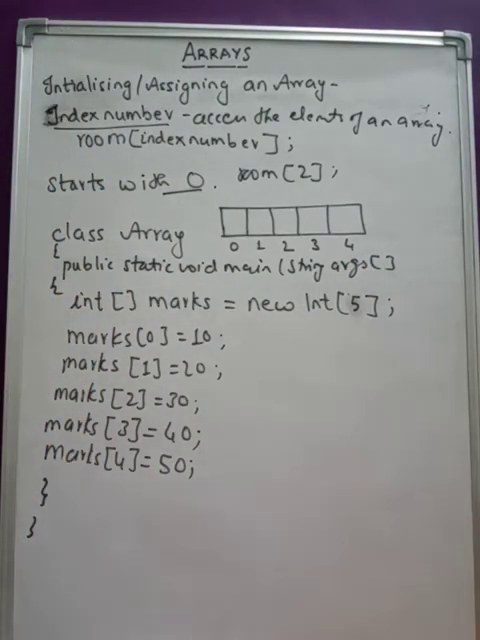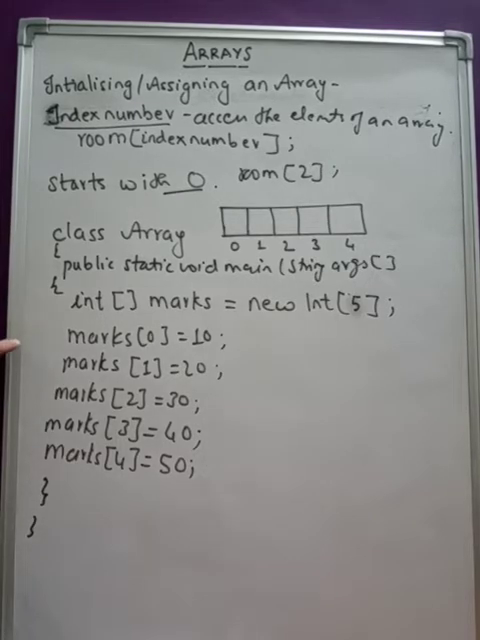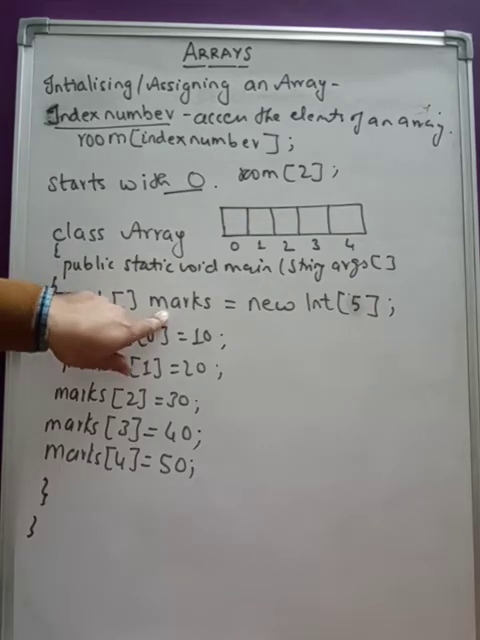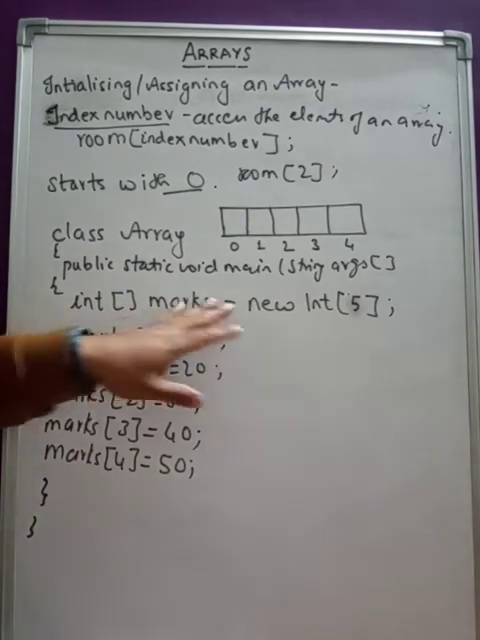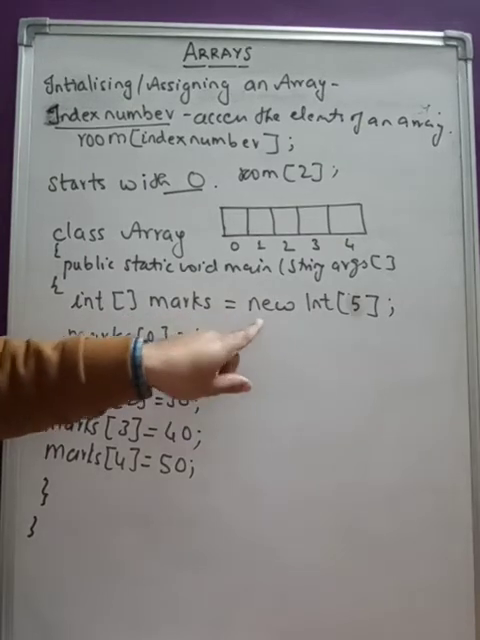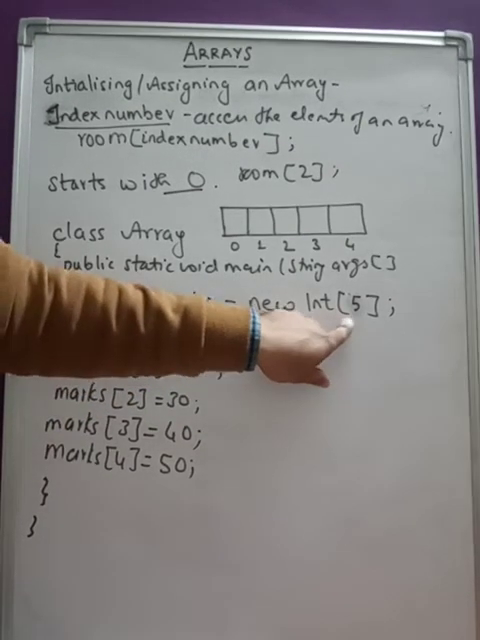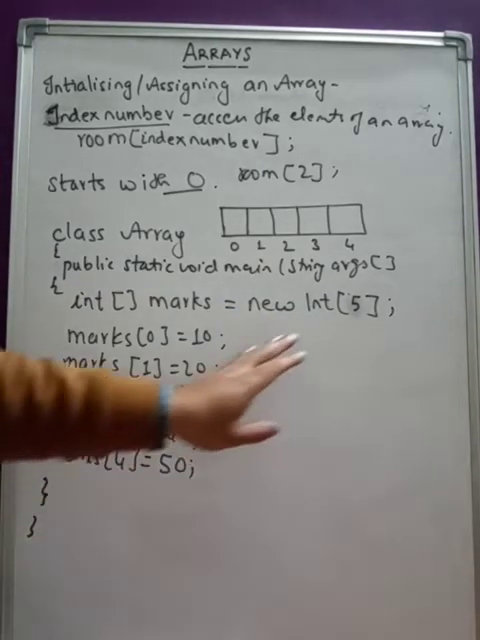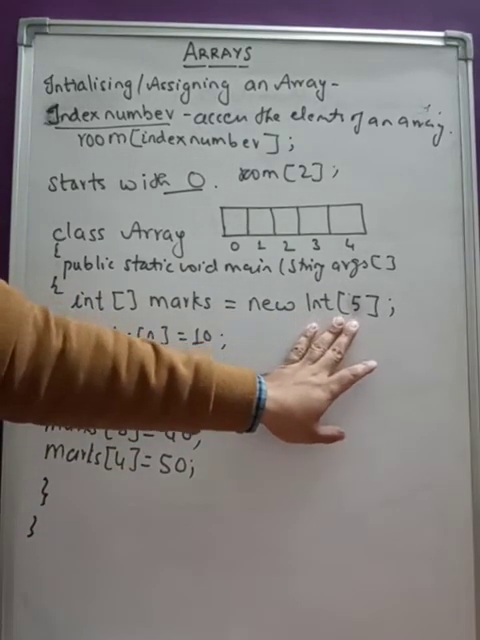Now in case of an array, the first thing I have told you is to declare an array. So how do you declare an array? First you write the data type of the array followed by the square bracket. Then it is followed by the name of the array, that is marks. And after the equal to you write new int, and in the bracket you write the size of the array. The size written is 5 over here.